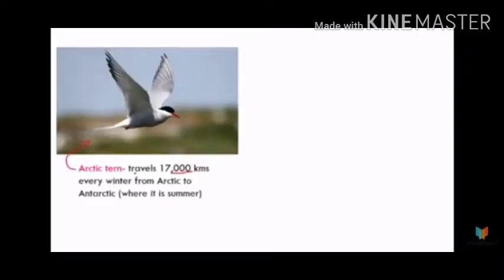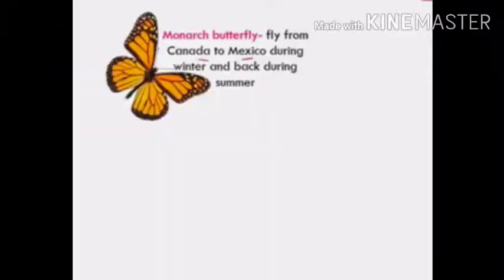This is a bird that travels a long distance. This bird travels a distance of 17,000 kilometers. This bird is called the Arctic tern. It can fly from the Arctic to the Antarctic when it is summer. Then we have the most common example of the monarch butterfly. Children, these butterflies fly from Canada to Mexico during winter and back to Canada during summer.